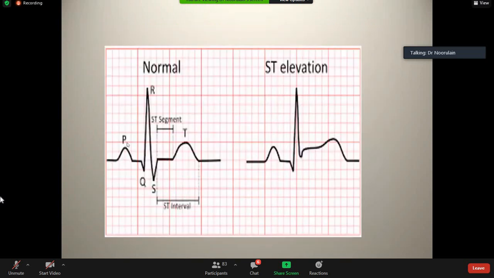This is the normal segment PQRST, and this is the ST elevation. This is the S and this is the T. This is elevated in the myocardial infarction. Okay, and this is the decreased QRS complex.